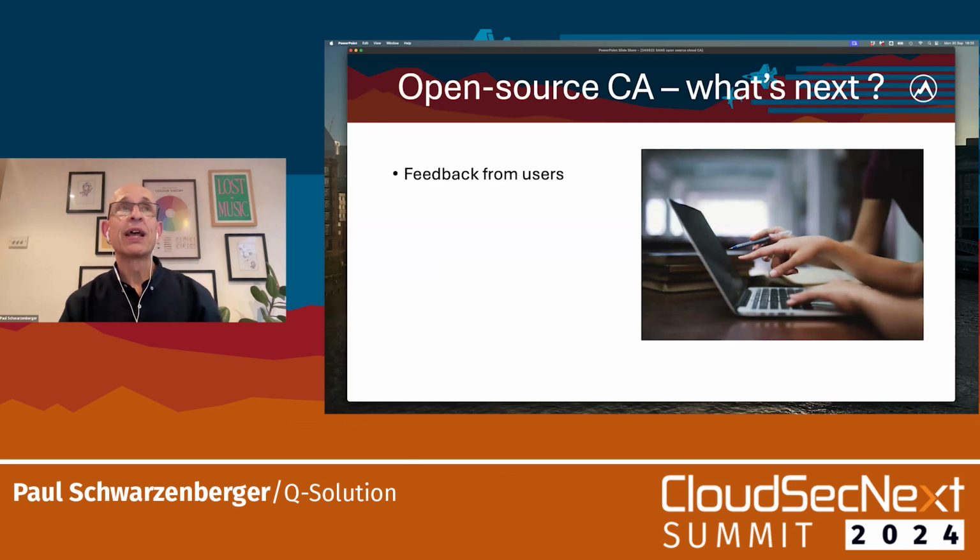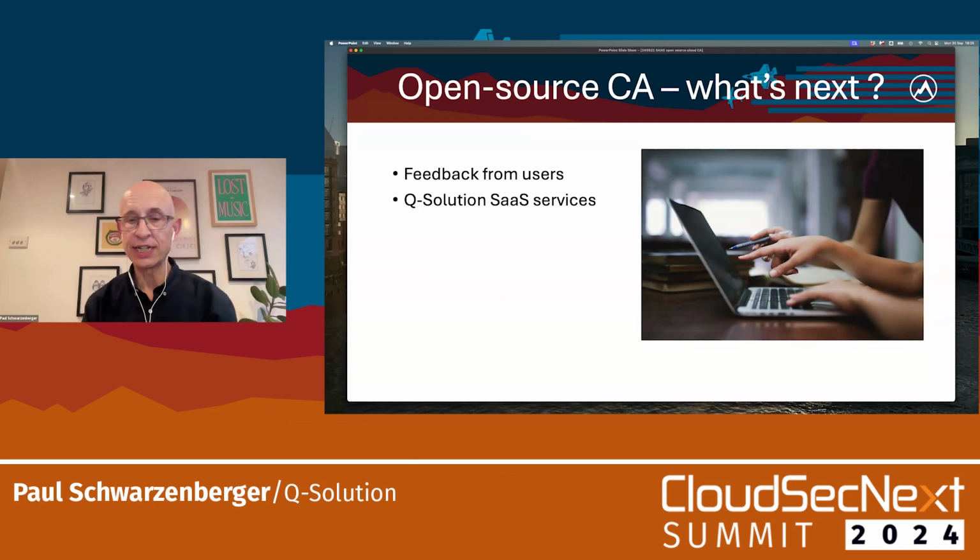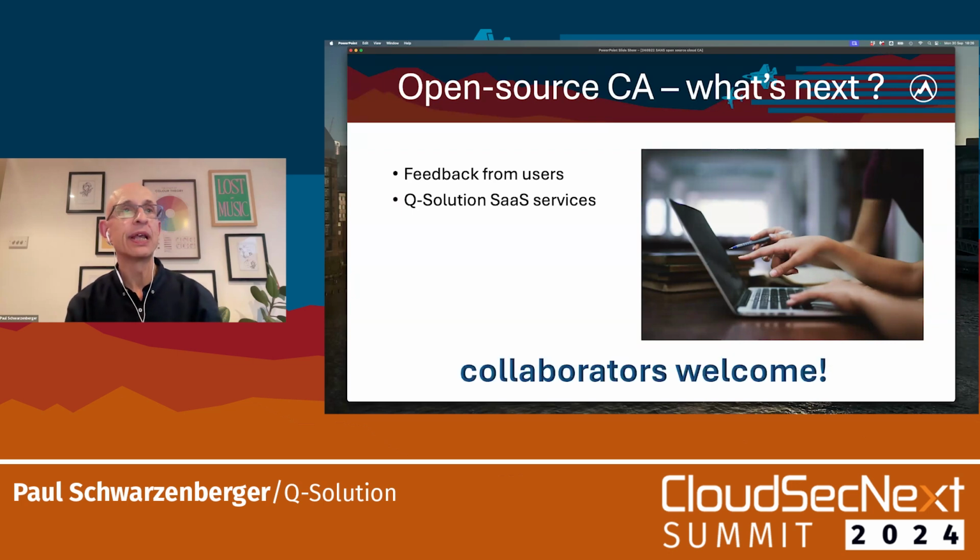So what's coming up next? Well, we've already had some great feedback from users. We'd be very happy to have any more feedback from users, any ideas, and we're busy at the moment incorporating the certificate authority into some of our SaaS services. And it may well be that as a result of that, we open source some complementary technology that may help to implement the certificate authority as part of an overall solution. And we very much welcome collaborators. So please collaborate.